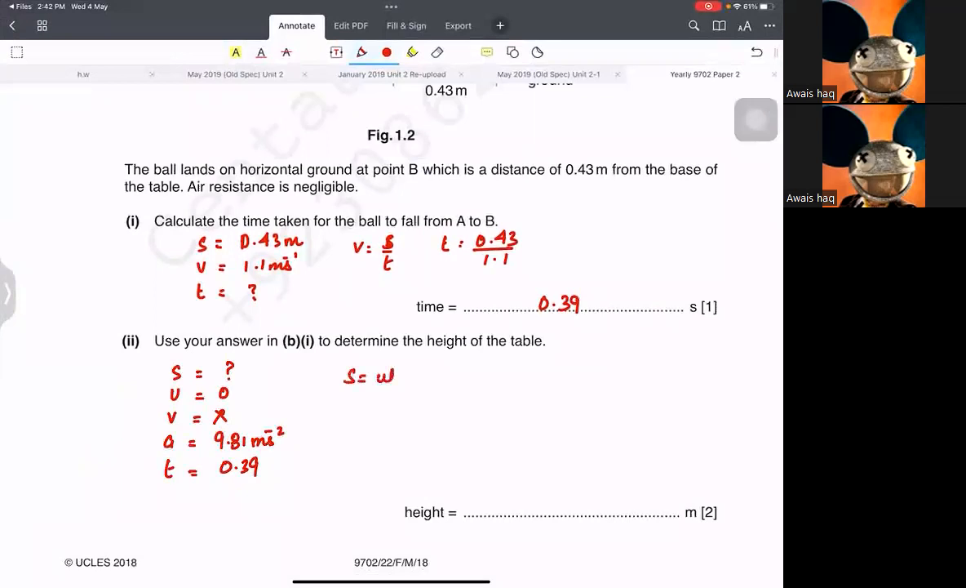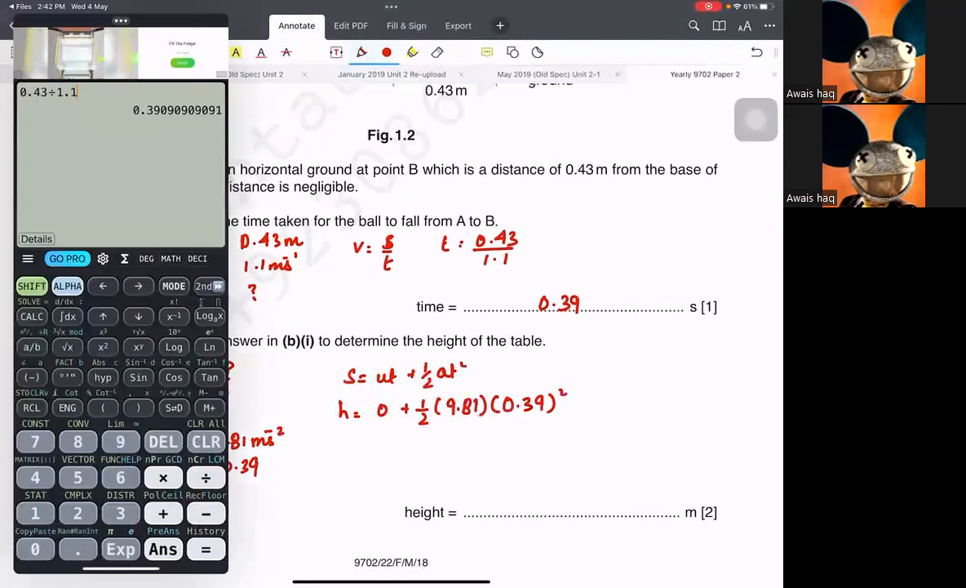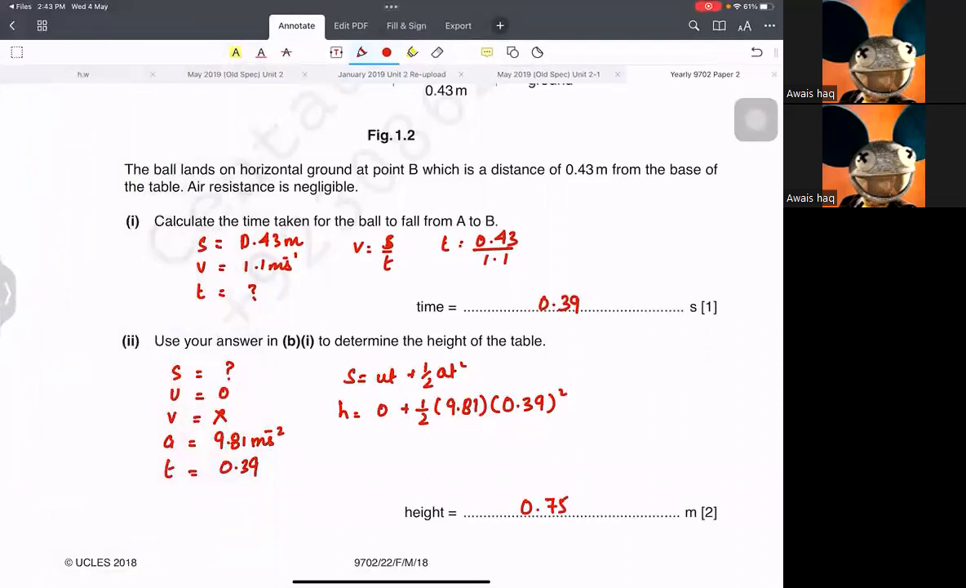So the best equation would be s equals ut plus half at squared. So this is what we need. That's the height. That's zero. It's half, 9.81, 0.39 whole squared, times 0.39 squared. Okay, so I'm getting it to be 0.75 meters, which is great.